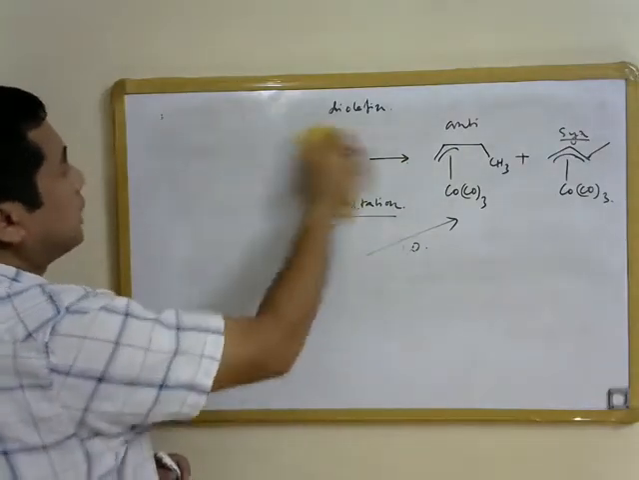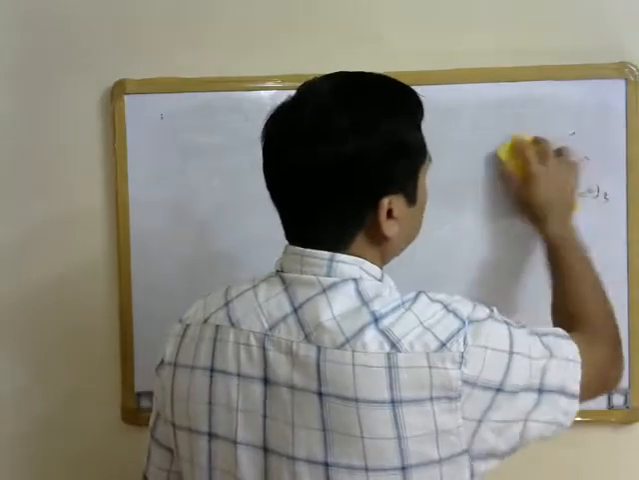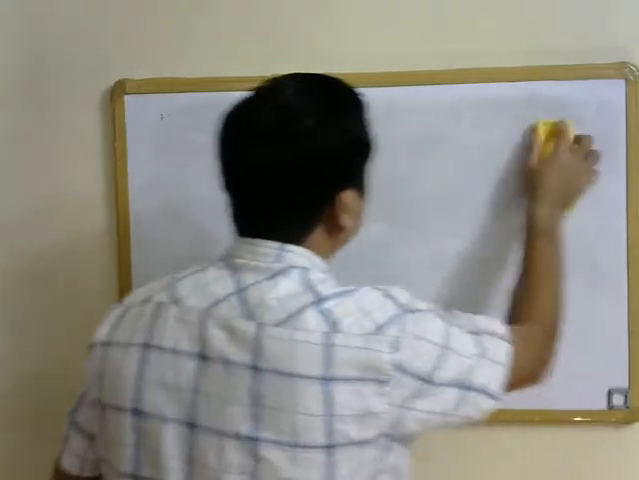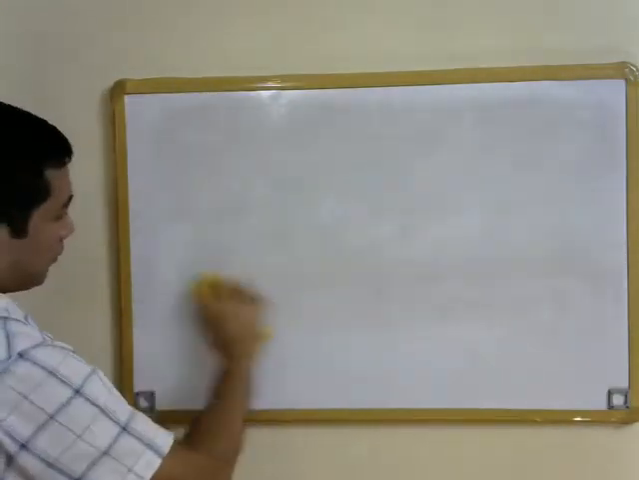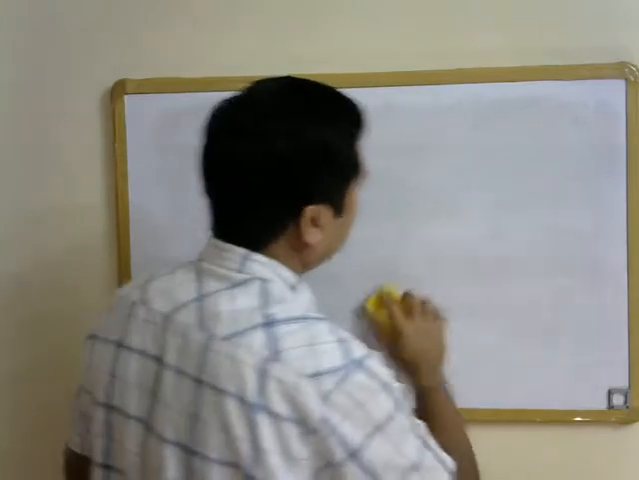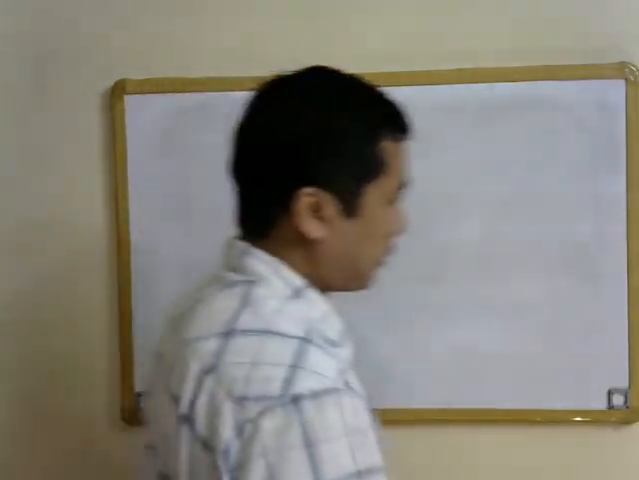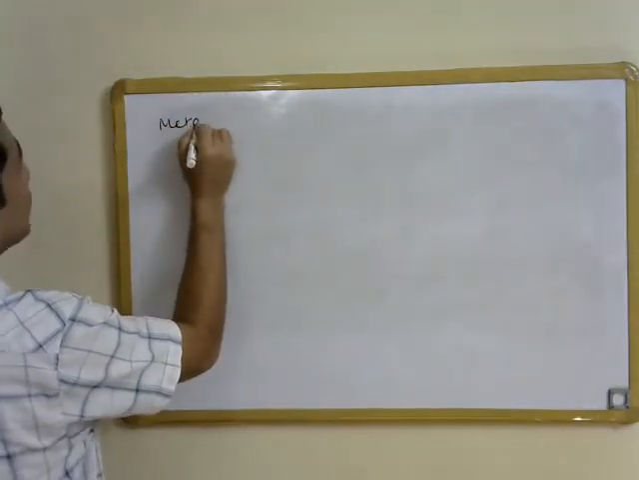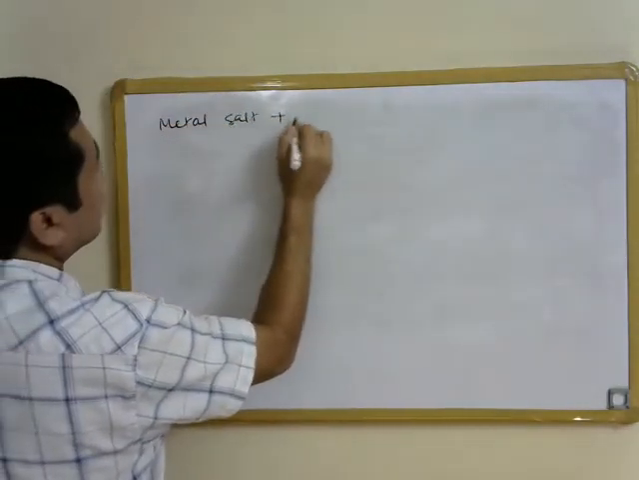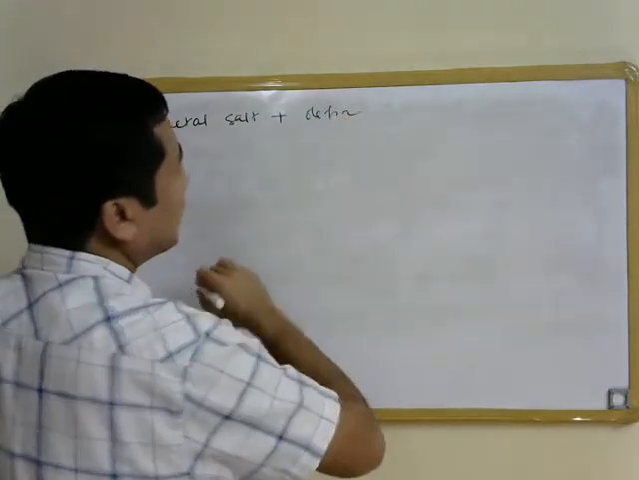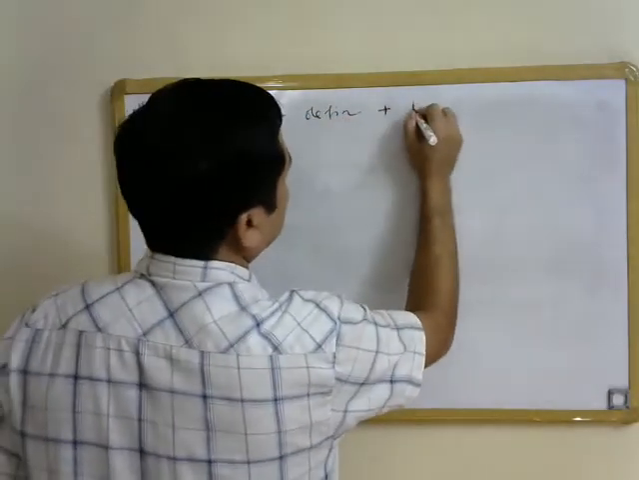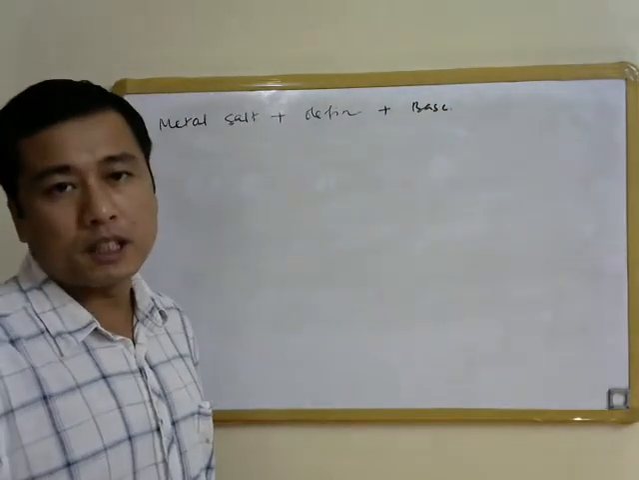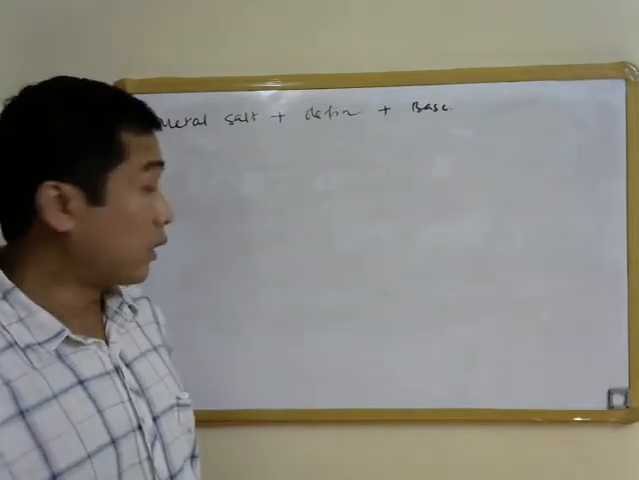So we will now see examples of reactions where an olefin complex is essentially transformed to a metal allyl complex. One example of this type of reaction involves reaction of a metal salt with an olefin in presence of a base. First a metal olefin complex is formed, which is then rearranged into a metal allyl complex.